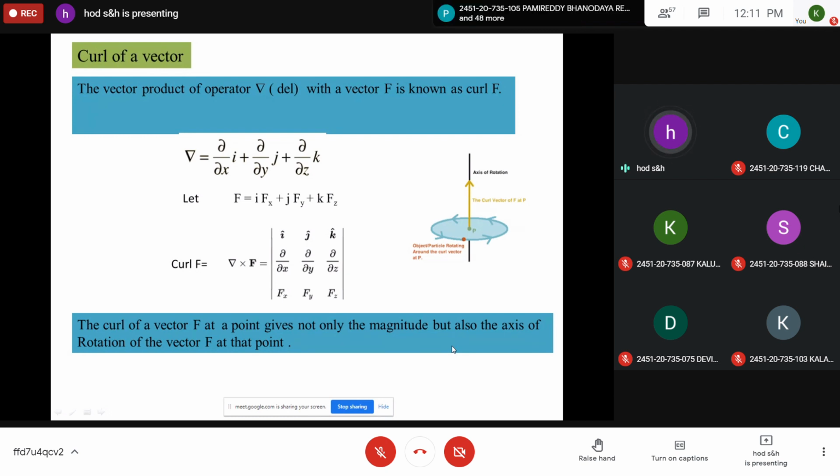So what actually does the curl represent? The curl of a vector f at any point gives not only the magnitude but also the axis of rotation of the vector at that point. It is directional. It gives not only the magnitude but also the direction, the axis of rotation. So the vector product of operator del with the vector is known as the curl of the vector.